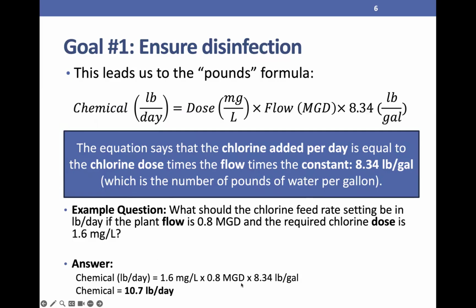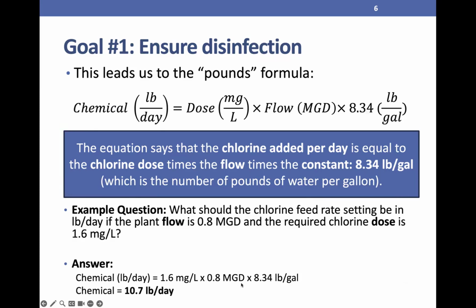Once you know the required dose, you might also need to know how much chlorine chemical to feed per day to achieve that dosage, given the flow in the plant you are operating. To find out how much chemical to feed in pounds per day, you would use the pounds formula. It says that the chlorine chemical in pounds per day is equal to the chlorine dose times the flow in the plant times the constant of 8.34 pounds per gallon, which is the number of pounds of water per gallon.